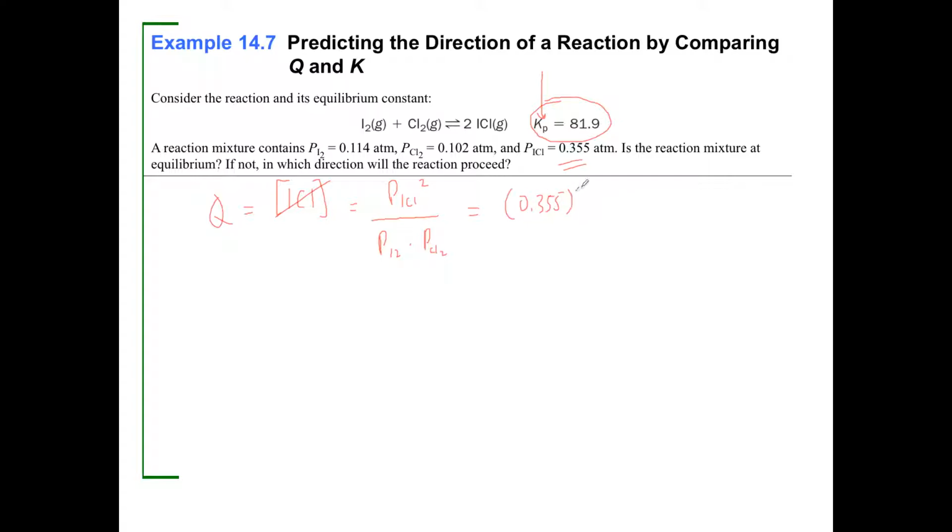And so P of ICl, 0.355 squared, over P of I2, 0.114, and P of Cl2, 0.102. Get my calculator out and do this. You should do the same. Fight the temptation to sit back and passively take this stuff in. 0.355 squared divided by 0.114 divided by 0.102 equals 10.838.